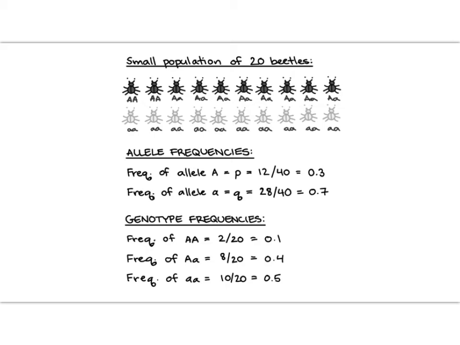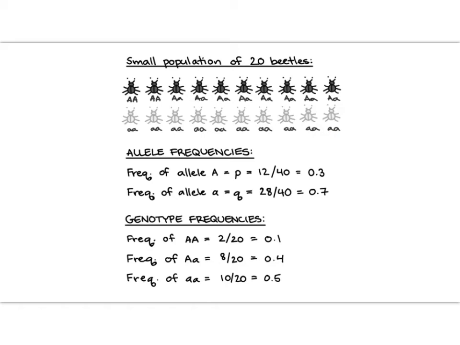For the homozygous dominants, we've got 2 of them out of a population of 20, so that'd be p squared, so that'd be 0.1. And the 2pq, the frequency of the heterozygotes, would be 8 out of 20, which would be 0.4. You can also see the frequency of the individual alleles within the population.